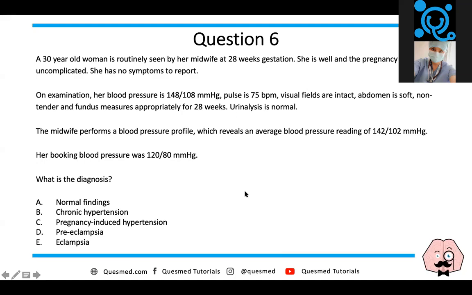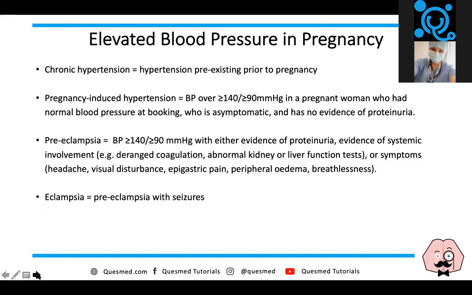Lovely, thank you for participating there. So let's talk about hypertension and elevated blood pressure in pregnancy. So let's think about a few definitions first of all. Chronic hypertension, that is hypertension that was pre-existing prior to pregnancy. So anyone who's already diagnosed hypertensive.